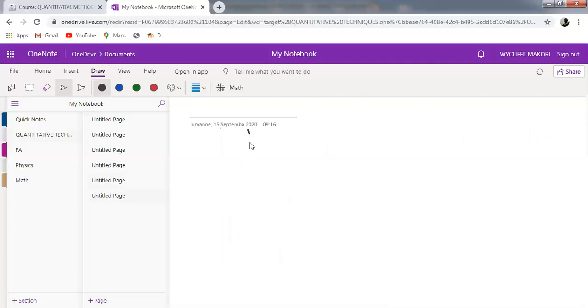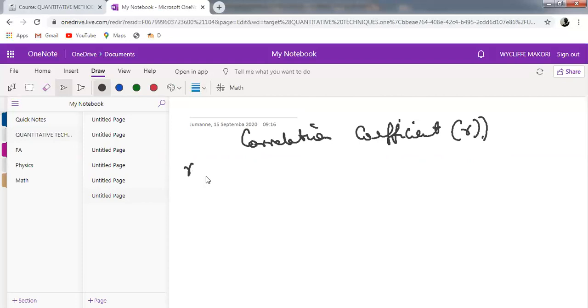The correlation coefficient is normally denoted by small r. So in this case, the small r is calculated. It is not like the scatter diagram where you plot and then you look at the way the points are behaving.